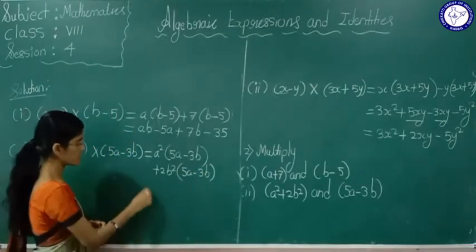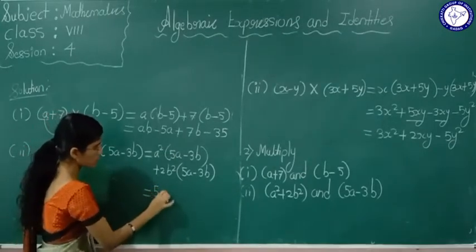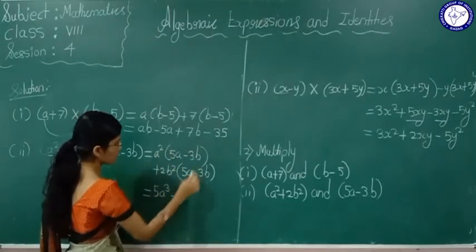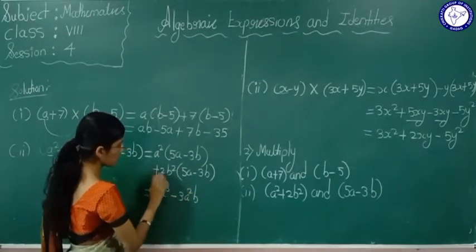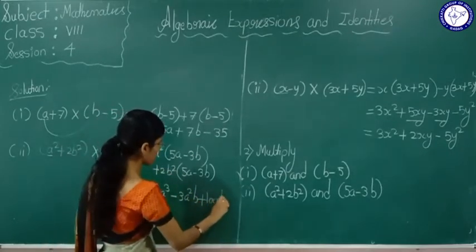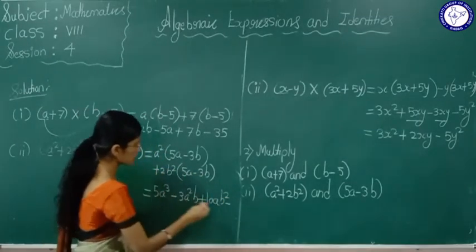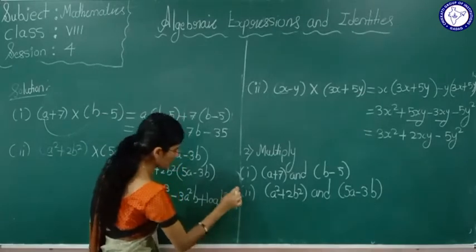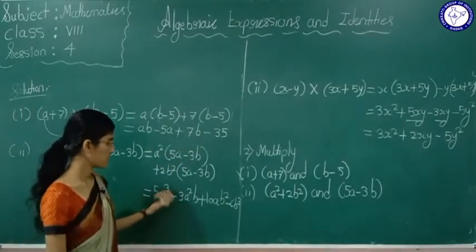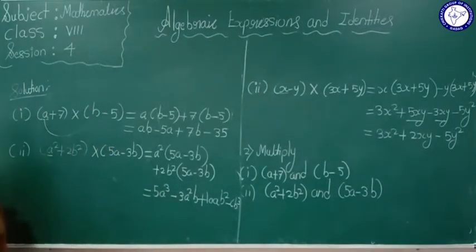Now simplify this. a square into 5a is nothing but 5a cube, minus 3a square b, plus 2b square into 5a is 10ab square, minus 2b square into 3b is minus 6b cube. Now see, is there any like terms here? No, we will stop here only. Okay, so this is about the second one.